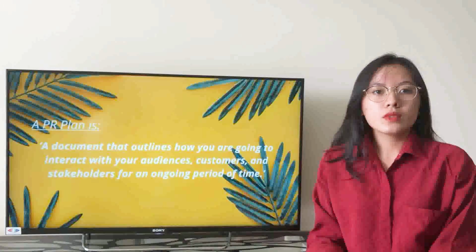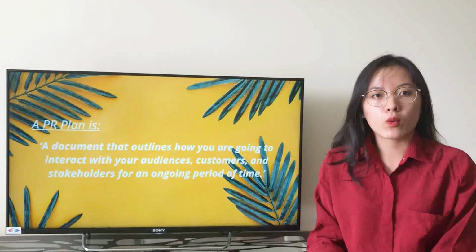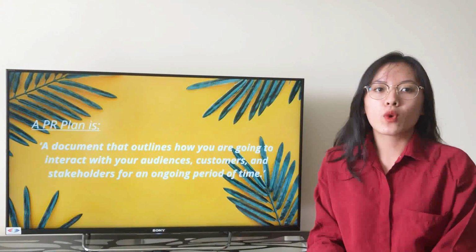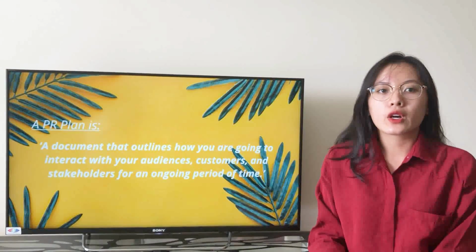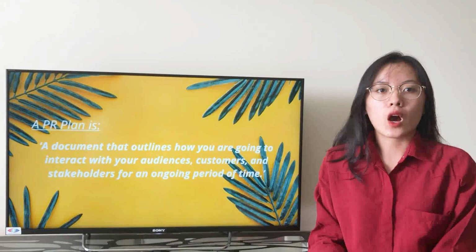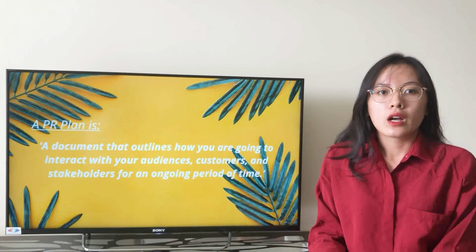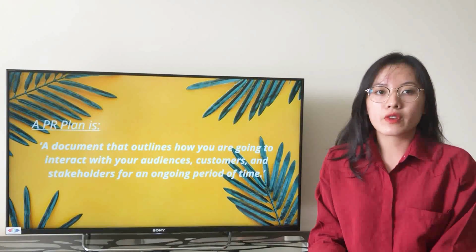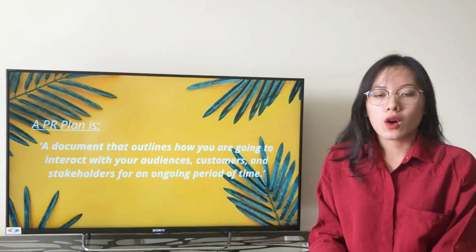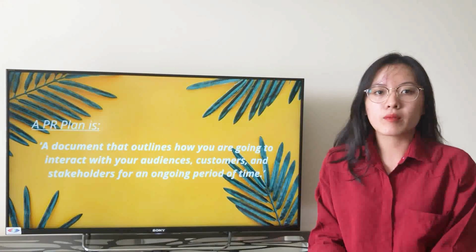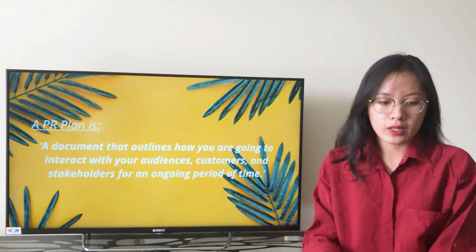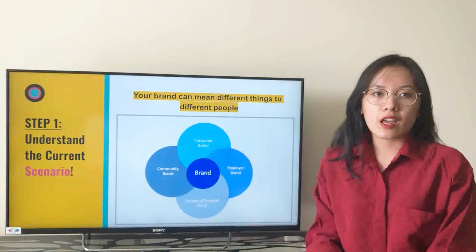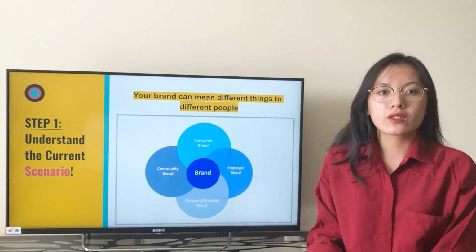First of all, it is necessary to understand what a public relations plan is. It is a document that outlines how you are going to interact with your audience, your customers, and stakeholders over an ongoing period of time. Its purpose isn't just to create a buzz around one event or anniversary. Instead, it delivers ongoing results that have a lasting impact on your brand reputation. Here are 7 steps for creating a comprehensive public relations plan.